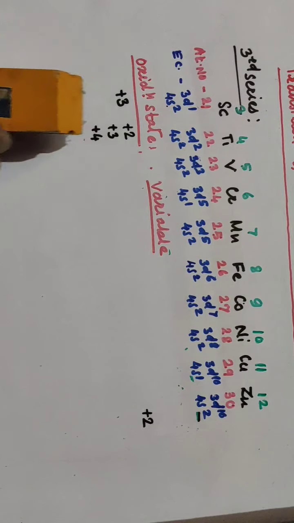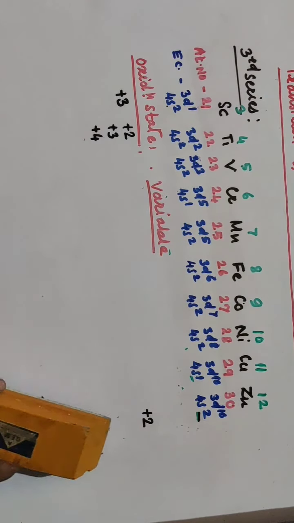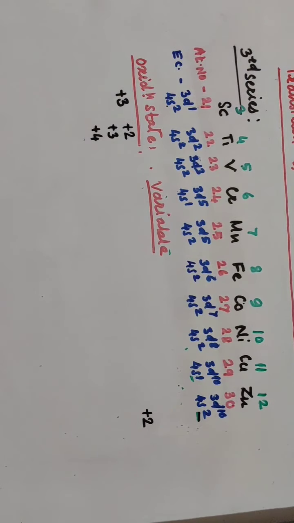Then, scandium shows only one, +3 oxidation state. Zinc shows +2 oxidation state, only one state is there. As in case of zinc, d orbital is completely filled, it can remove only 2 electrons, and it can show the +2 oxidation state here.